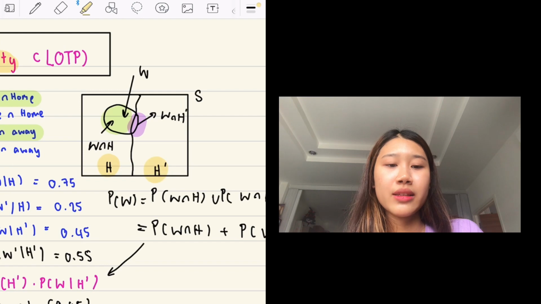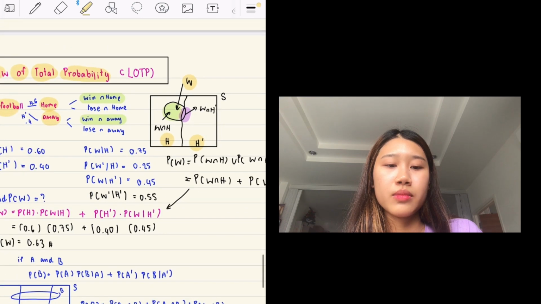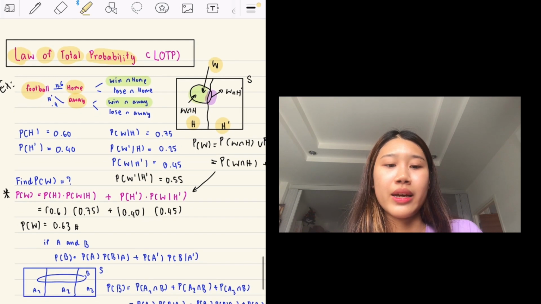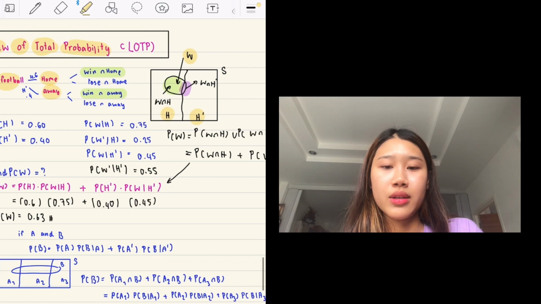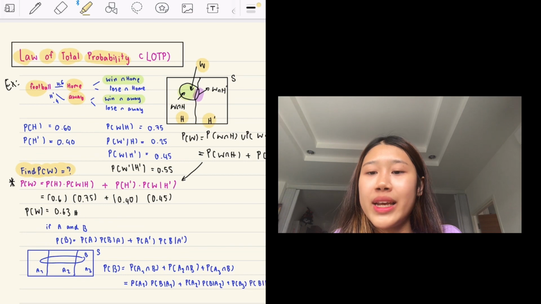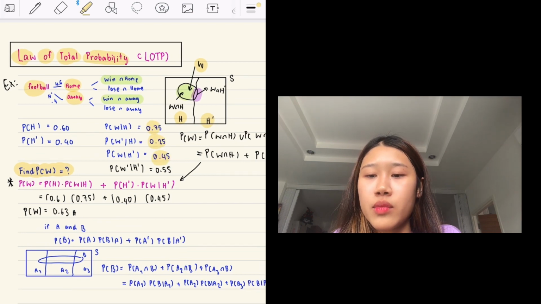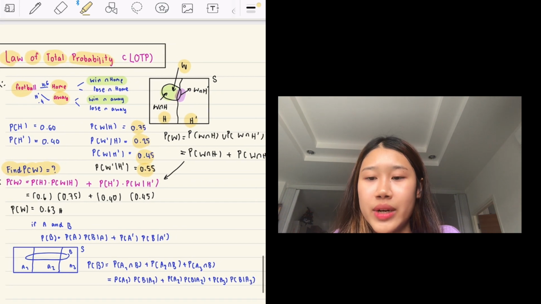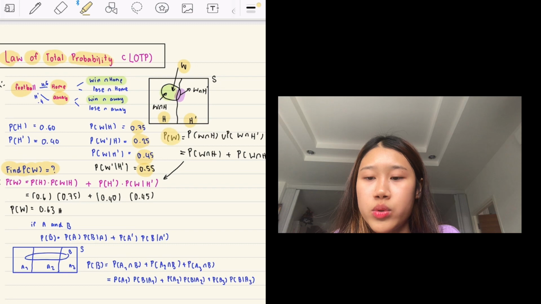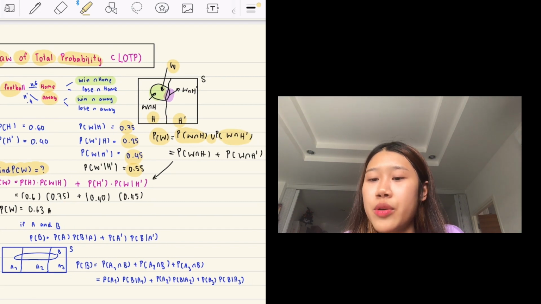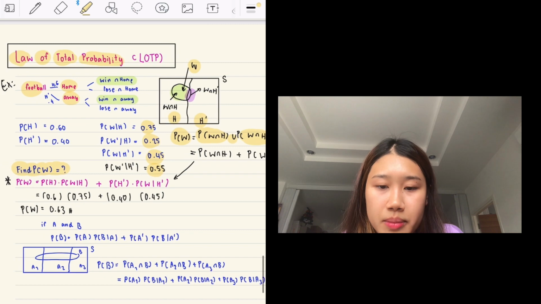And given that the probability of playing at home is 0.6 and playing away is 0.4, the probability of winning is equal to the probability of winning at home union the probability of winning away, right? And it will be equal to the probability of W intersection H plus the probability of W intersection H complement.